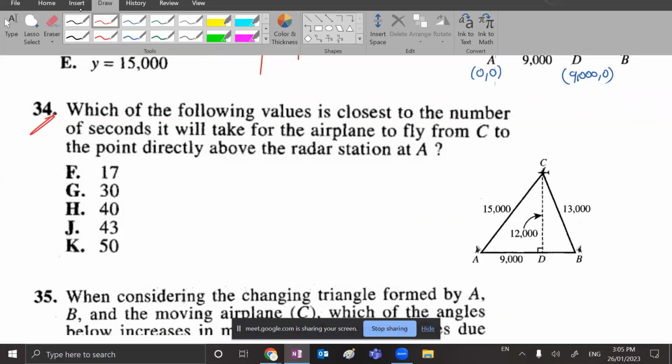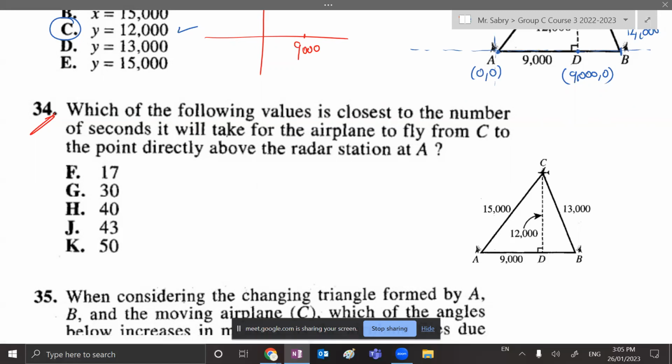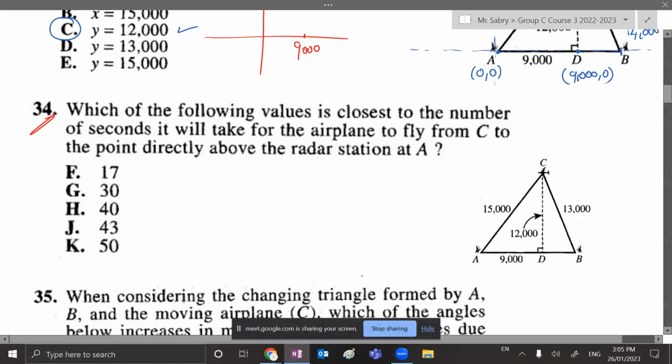So what about 34? They're saying which of the following values is closest to the number of seconds it will take for the airplane to fly from point C to the point directly above the radar at station A. So they're asking how many seconds it will take this airplane to cover this distance until it reaches right above point A, or the radar A. So it's this distance. They need to know the 9,000 feet distance will be covered in how many seconds.